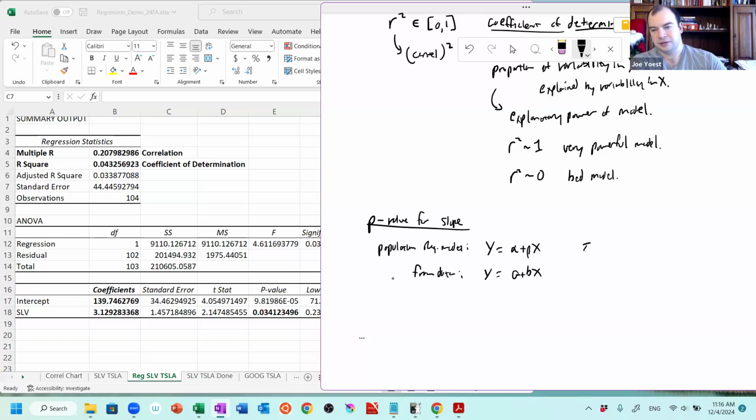Now, if beta equals 0, if in reality y has no linear dependence on x, there's no linear relationship between x and y, then beta would be 0. No linear relationship between x and y.